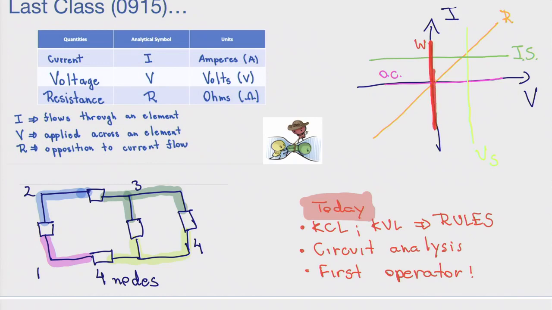Wire. What was special about the wire? Why was the wire a cool element to have? No voltage, right? So we could define that the voltage was zero, and then the current would be defined by the external circuit. Yeah, you will see many of our designs will say, oh, we put a wire here, and we know voltage is zero.